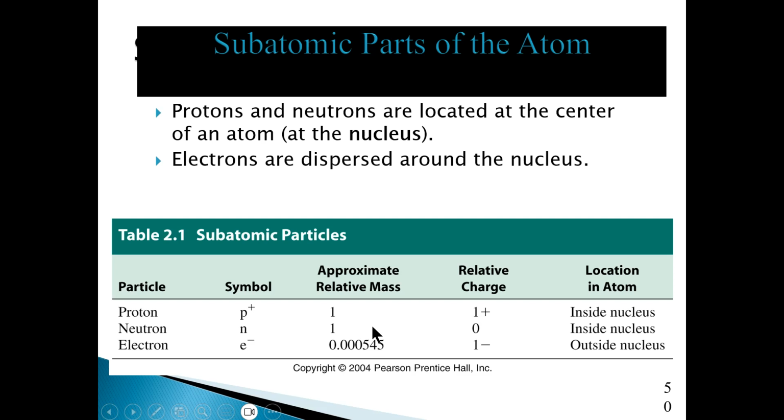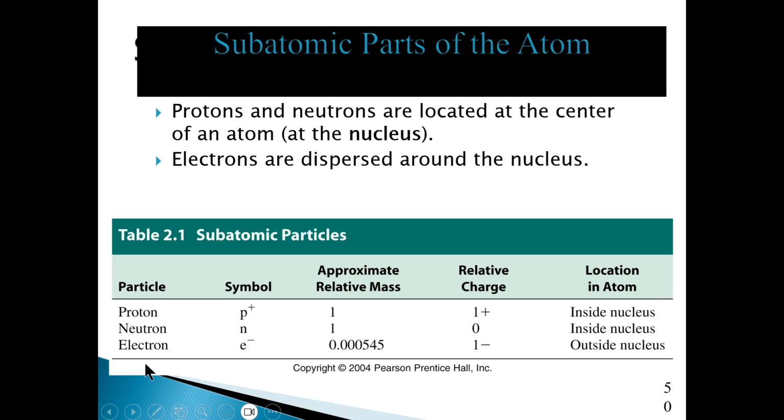Now, in terms of the nature of these particles, this table here basically summarizes it. As you can see here, the proton has a relative mass of 1 unit, but the charge on the proton is +1. And as we said before, the proton is located in the nucleus. Now, if you compare that to the neutron, it has about the same mass as that of a proton. The difference is right here. The neutron has no charge associated with it, while the proton has a +1 charge. And again, the neutron is located inside the nucleus.